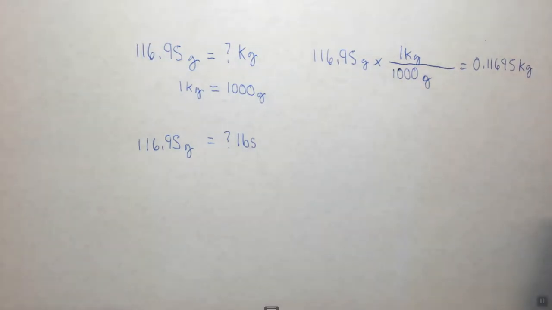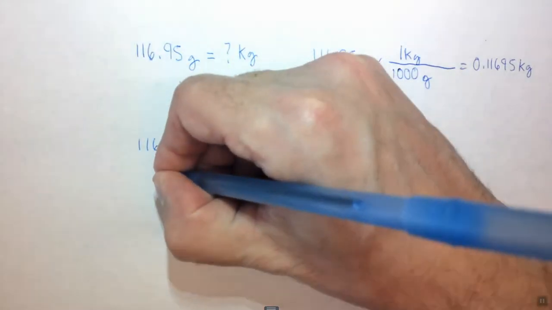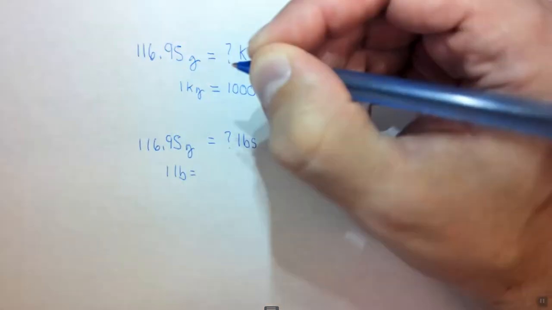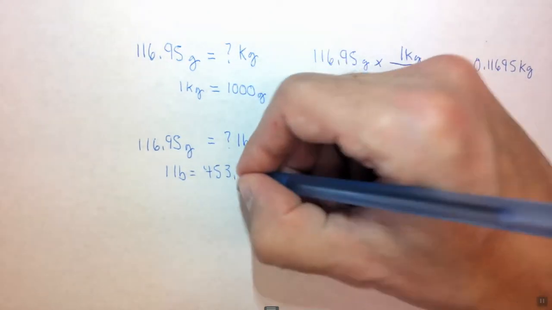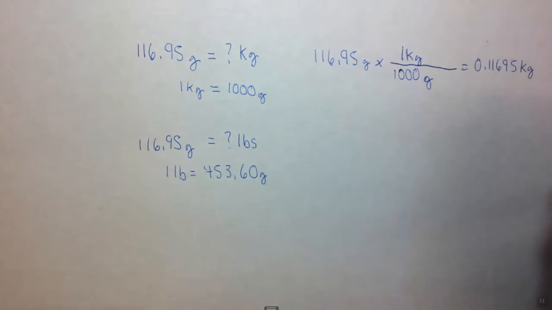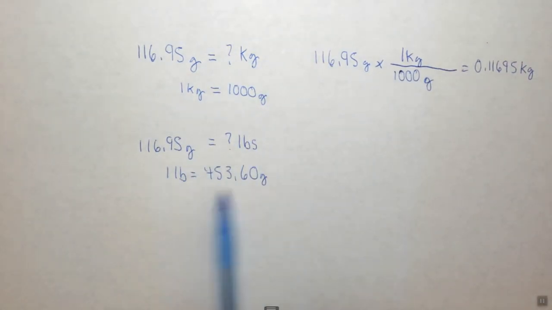So we want to convert from grams to pounds. We need an equality. 1 pound is equal to 453.60 grams. This is not a defined equality. This is actually a measurement.